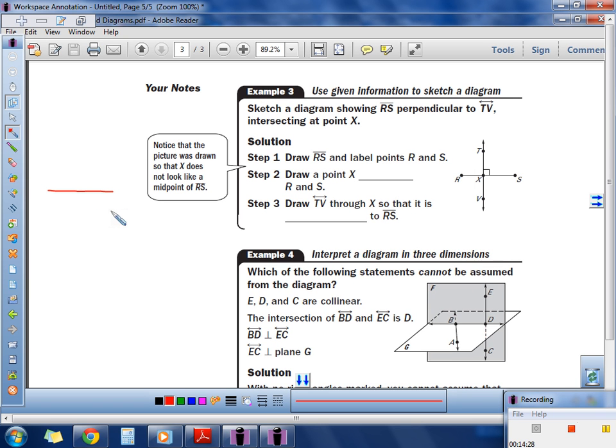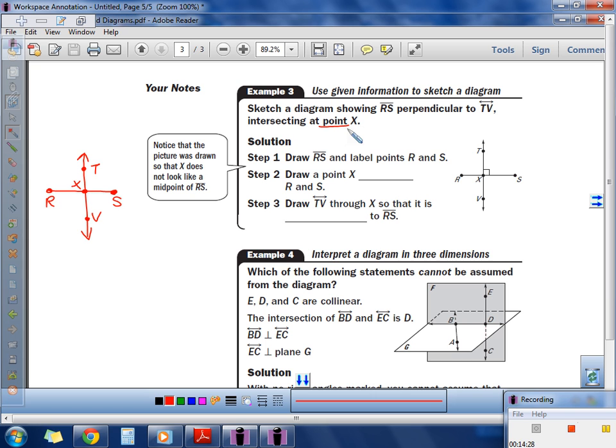Segment RS, some people draw it like that. That's not a very good segment. It should have endpoints. And you label those endpoints with the letters given, R, S. It's perpendicular to TV, line TV. So I need another line going through here. And I can label it TV. And where do they cross each other? Where do they intersect? At point X. Sometimes they do put a point there and sometimes they don't. Since they explicitly said point X, I went ahead and drew the dot on the intersection. That would be a good response.